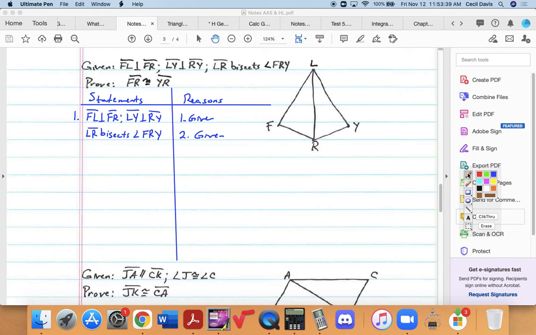Oh, sorry, that's not step 2. Still part of the given. Sorry about that.